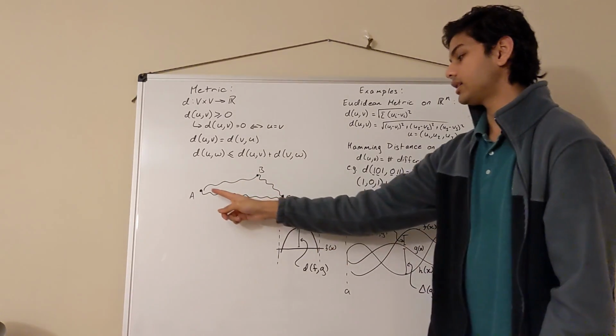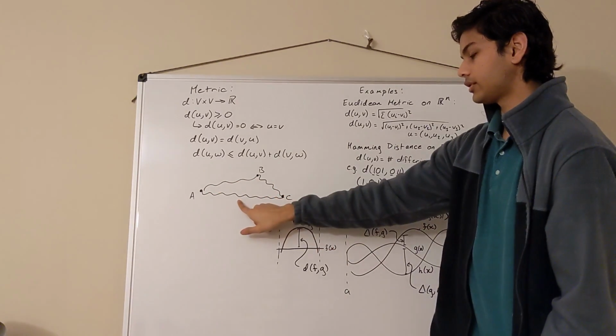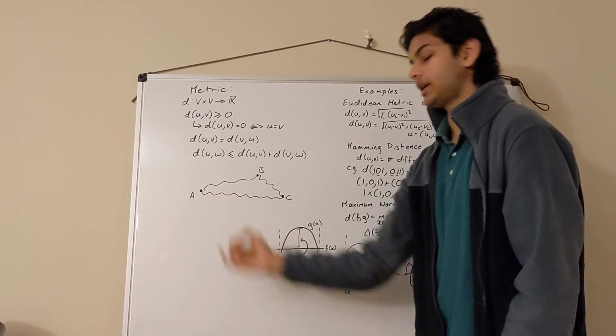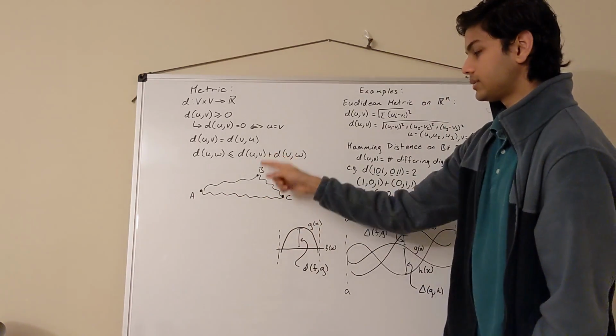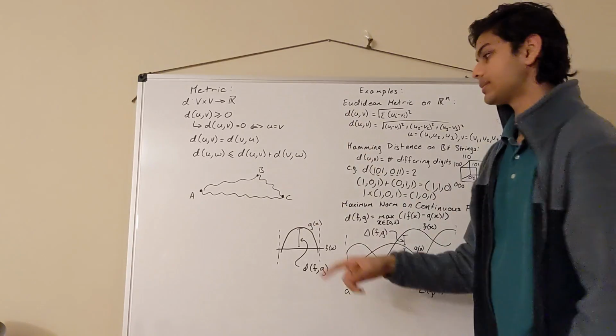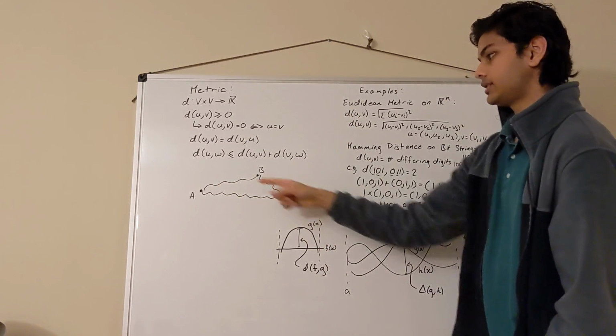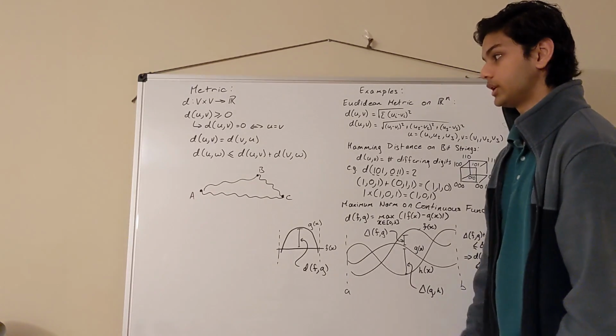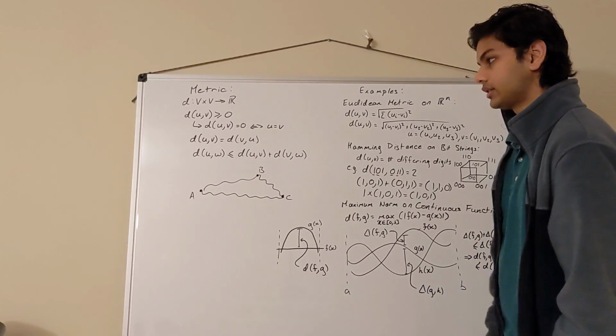So if B were on this path, if B were right here, then the distance from A to B plus the distance from B to C would be the distance from A to C. But otherwise, since B is out here separate from this path, you can find a shorter path from A to C other than traversing from B in between. So that's the logic behind this triangle inequality.